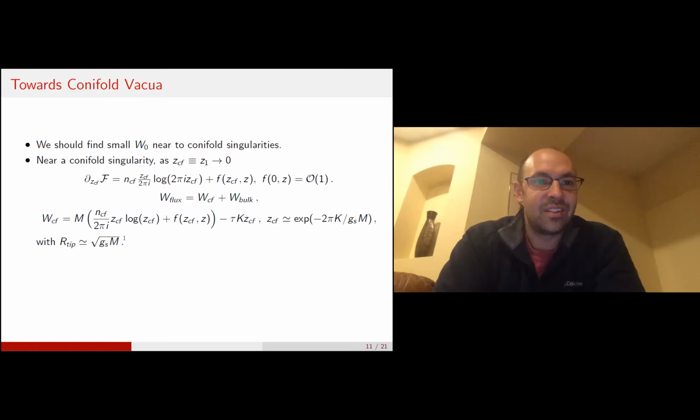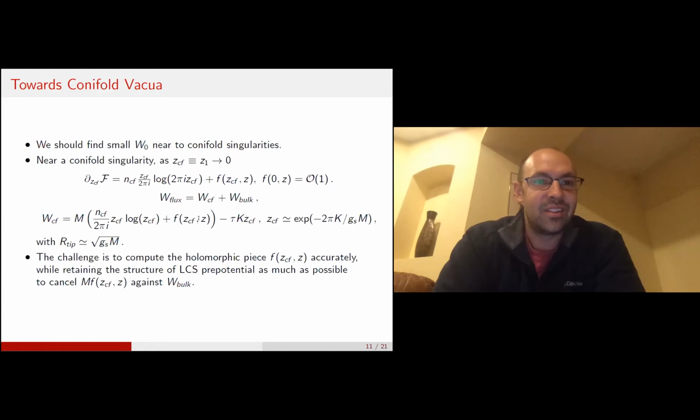The thing is that if you stabilize the conifold modulus extremely close to the conifold point, then you can mostly neglect these conifold-like terms, and then you can just focus on the holomorphic piece. But basically, as I said, the holomorphic piece of the conifold superpotential is an order 1 thing. It's not suppressed. So in order to have small W_0 near the conifold, the challenge for us is to compute the holomorphic piece F(Z_cf, z) as accurately as possible while retaining the structure of the LCS prepotential as much as possible, because we basically want to cancel the M times F against the bulk superpotential. So now it is quite clear that we want to compute the conifold period very accurately.